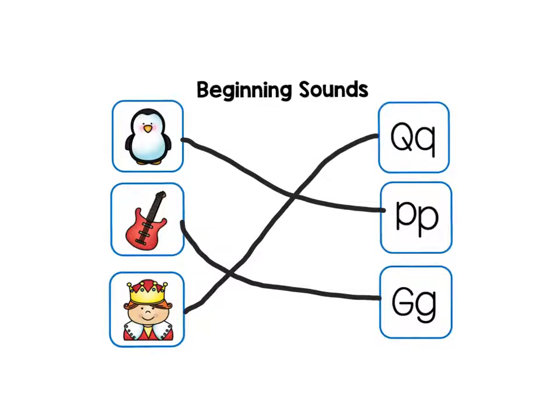So we have penguin, which starts with the letter P and makes a P beginning sound. We have a guitar, and we're going to connect that line to the G, which makes a G beginning sound. And lastly, we have a queen. We're going to connect that line to the letter Q, which makes a Q sound.